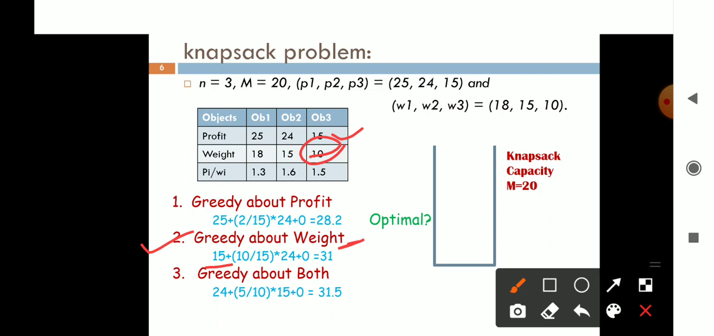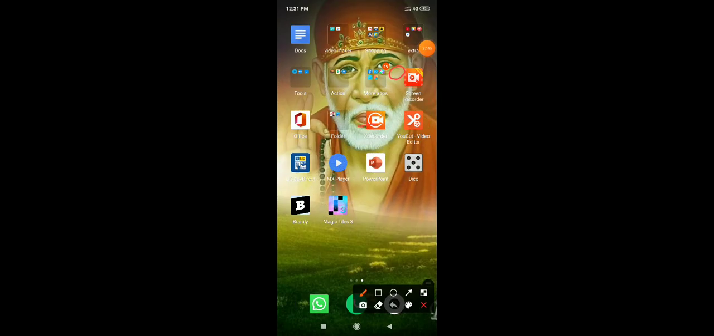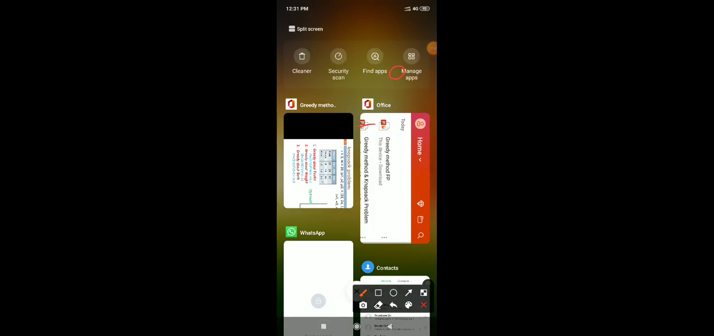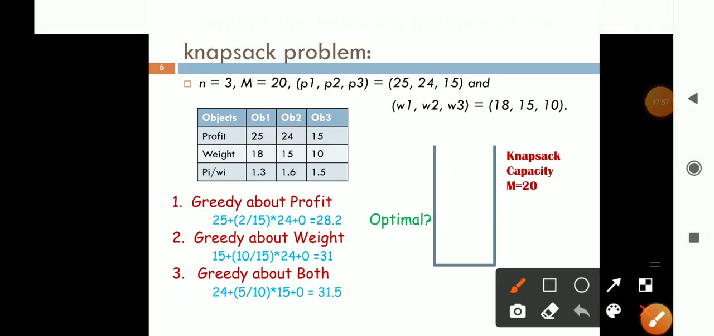I am greedy about the weight, so I am choosing minimum weight and maximum profit here. I am choosing 10 as the minimum weight, so the profit I am getting from that is 15. Now the second minimum weight is 15, and the profit from that is 24. But here I am putting object 3 first.